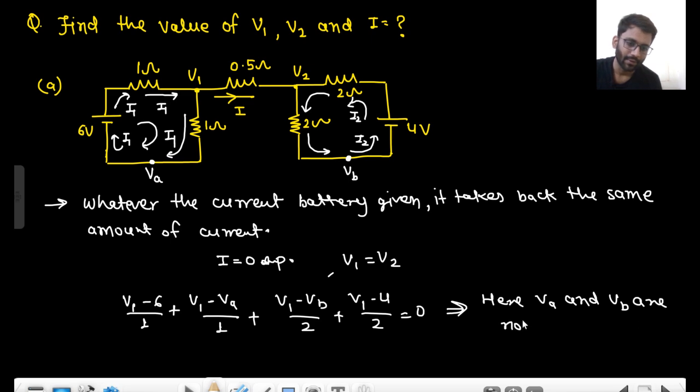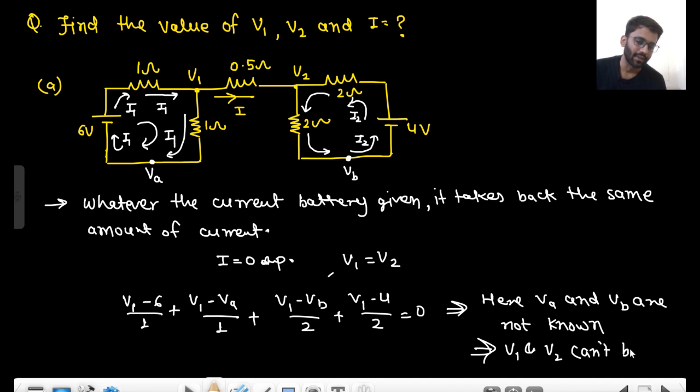What does that mean? Here VA and VB are not known. That means V1 and V2 cannot be determined. Are you getting this point? The potential of these 2 points you don't really know. So here V1 and V2 cannot be determined.